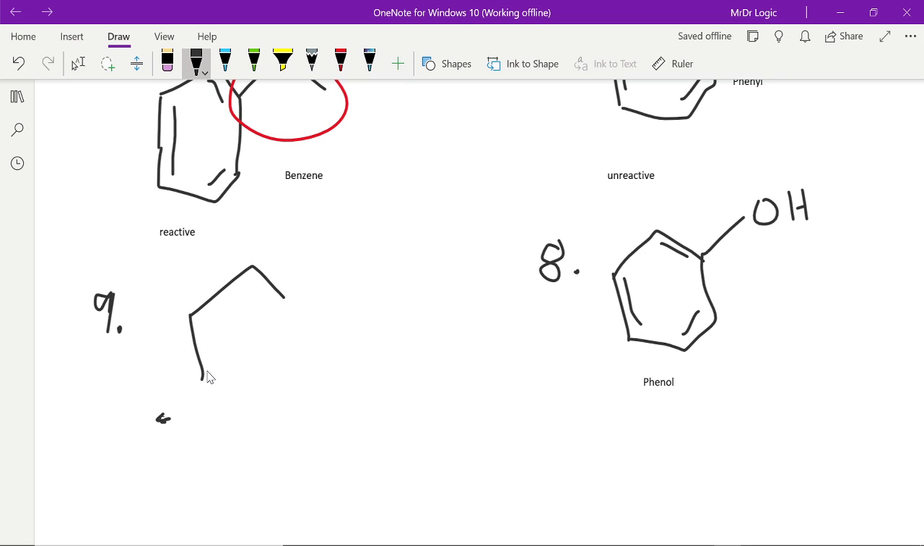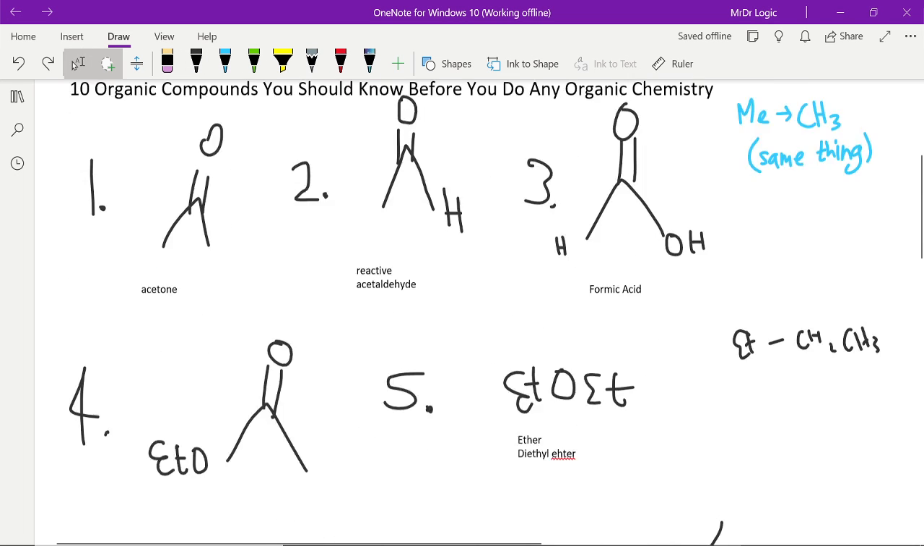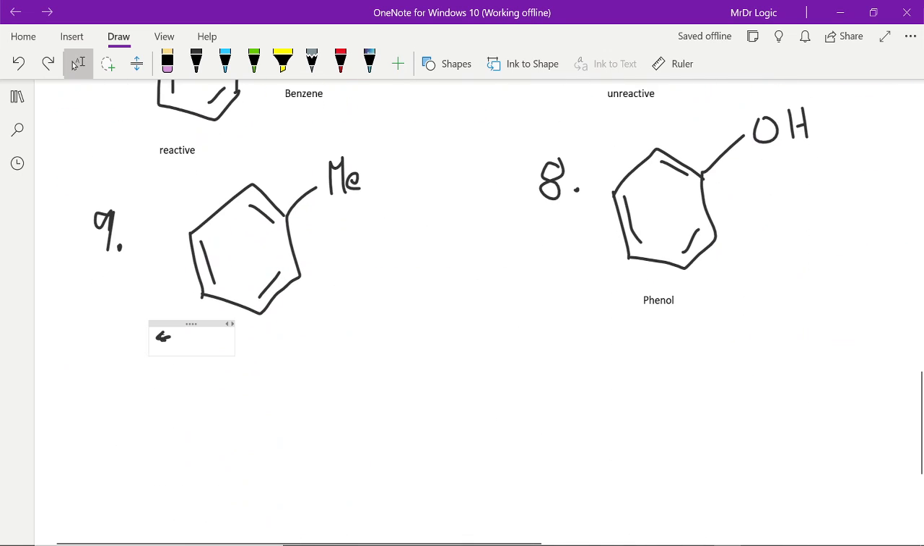Now you can start to see sort of a pattern here. Common reactants, right? And so this one specifically has a methyl group. And you can obviously see what we need to draw attention to, because it is going to be the part that reacts with the molecule. And so this is technically called toluene.